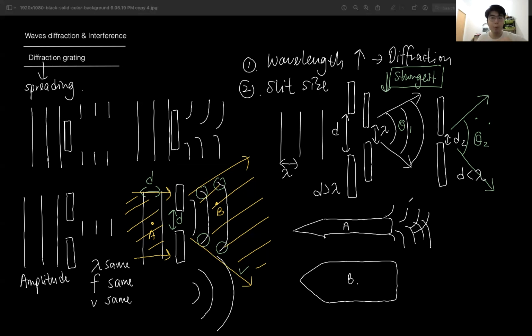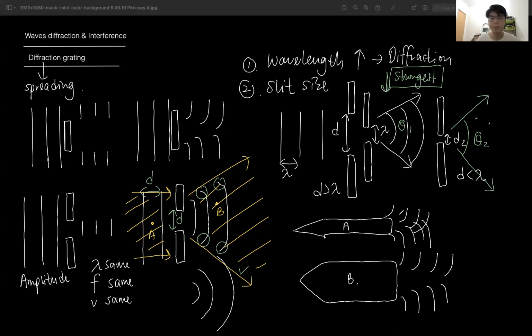But with a wider boat, with a wider cross-section area, the waves diffract like this, and diffract like this, and they do not meet because the cross-section is too wide. And if they do not meet, they do not interfere much. So the water wave behind a bigger boat, like a ship, is not that violent compared to a smaller boat. Again, this is one of the things that you see in diffraction.